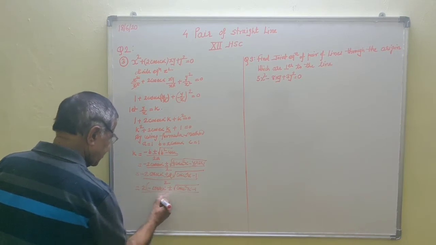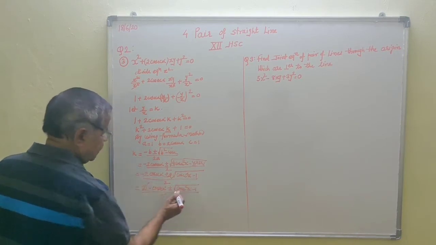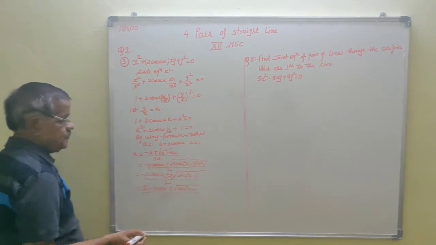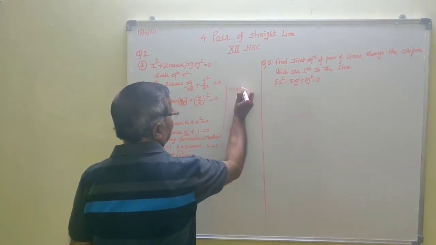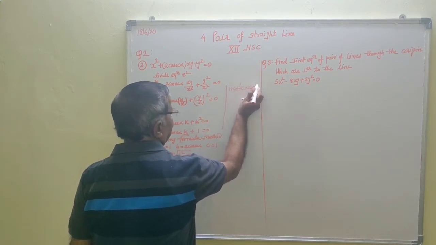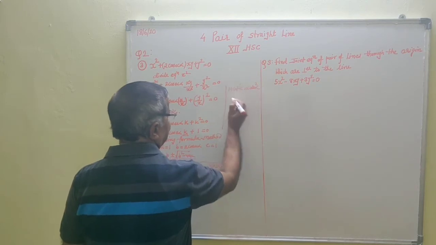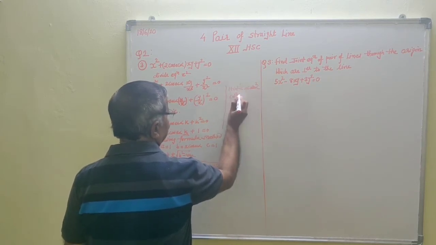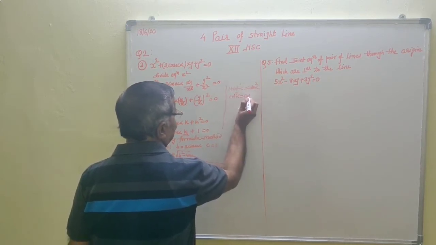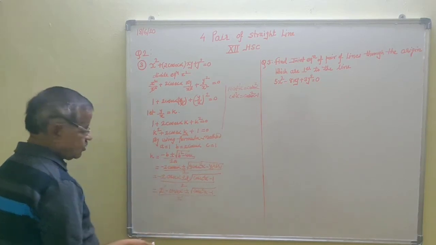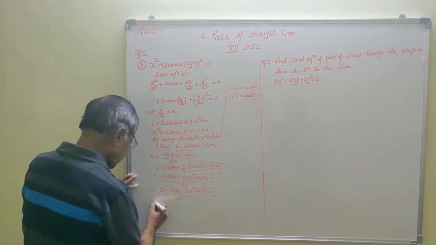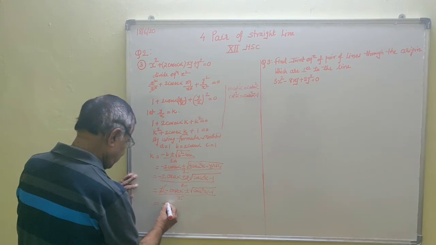So this 2 will get cancelled with the other 2. You already know the formula: 1 plus cot square alpha is equal to cosec square alpha. By transferring 1 to the other side, I will get cot square alpha is equal to cosec square alpha minus 1. Now I will substitute this value. What I will get is cot square alpha, and out of the square root, what I will get?